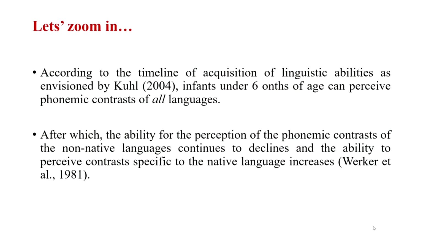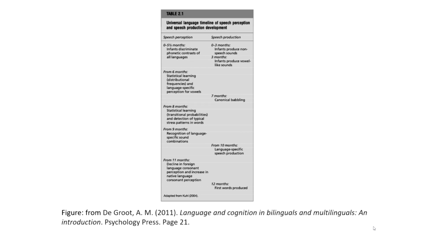Now let's zoom in a little bit. As I showed you, Kuhl in 2004 presents a tentative chronology of how children acquire speech, going from 0 to 5.5 months, where they are capable of distinguishing between phonetic contrasts of all languages, again with a star, not all but most languages, a large number of languages. By around 11 months they start experiencing a decline in perceiving foreign language consonant contrasts, and an increase in native language consonant perception. So this is something that is very interesting.